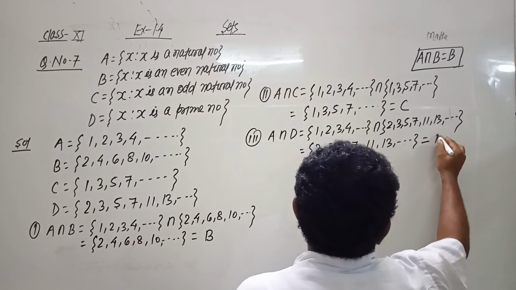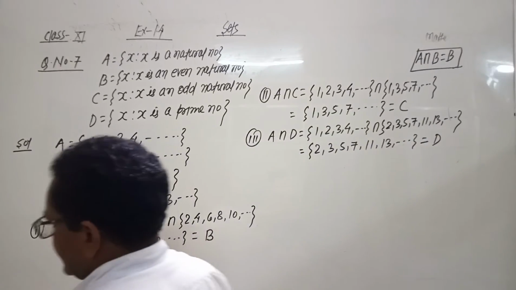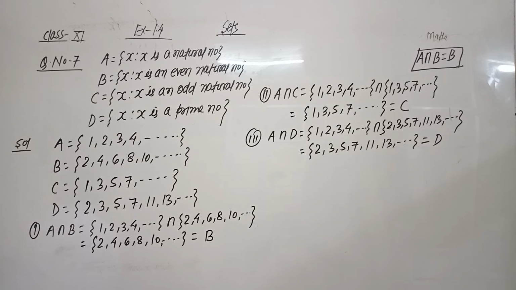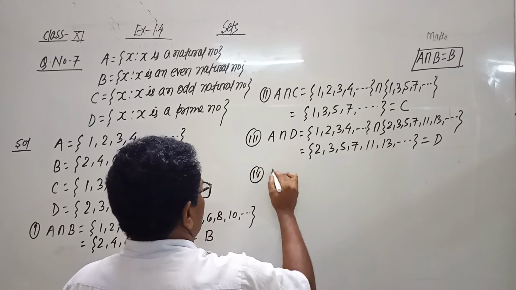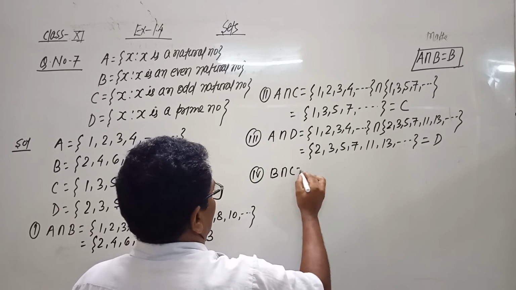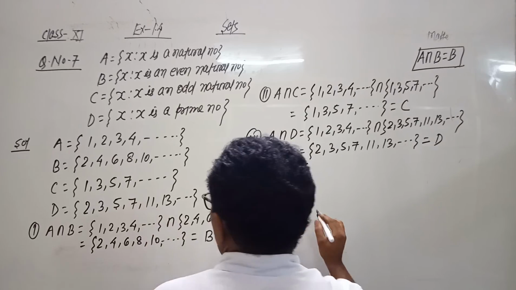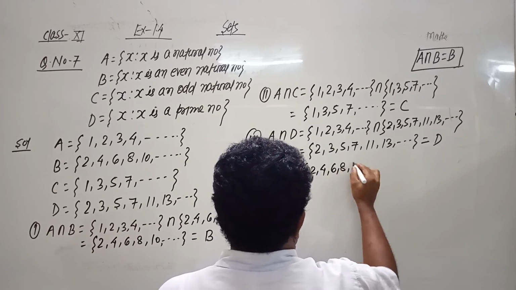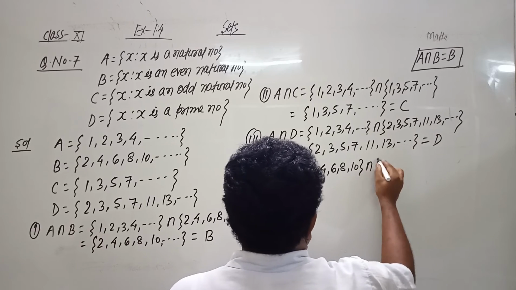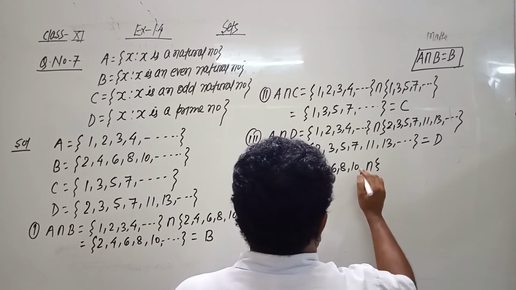And also we can write D. So A intersection D equals D. Then we have to find B intersection C. The value of B is 2, 4, 6, 8, 10 and so on.